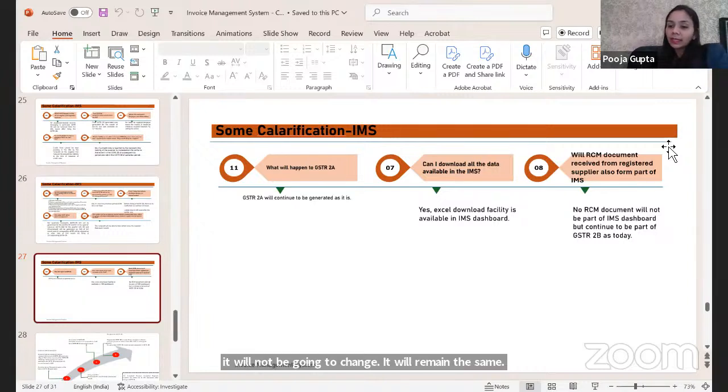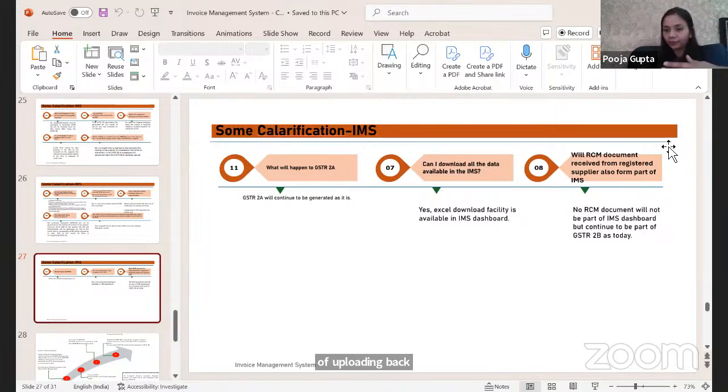Next question is, can I download the Excel from the IMS dashboard? Yes, you can download the Excel to see all the invoices in one place. Later on, there might be a functionality of uploading back to the dashboard after taking the action. But as of now, we have only a downloading facility, not an uploading facility. We have to manually click on the portal.